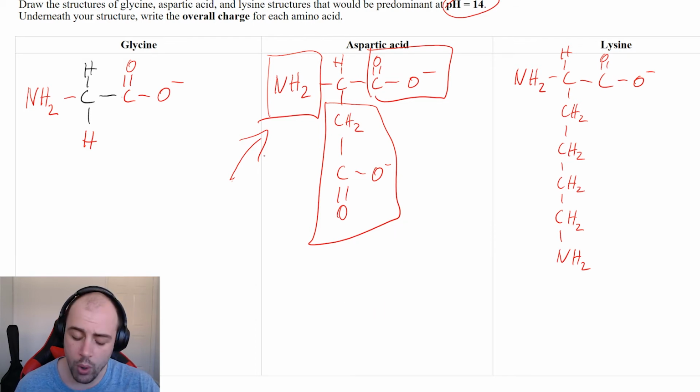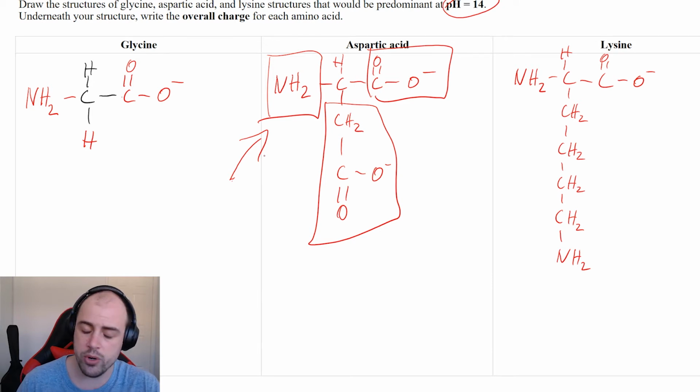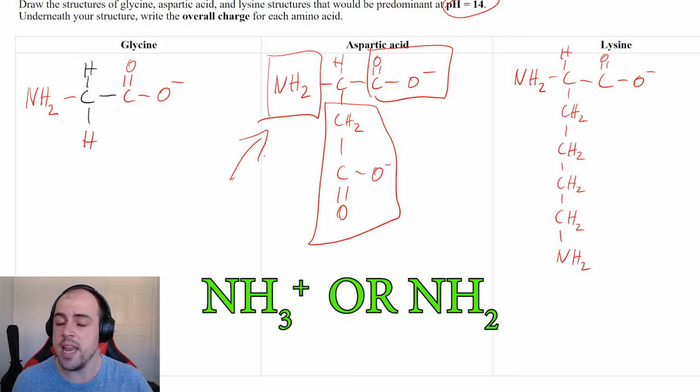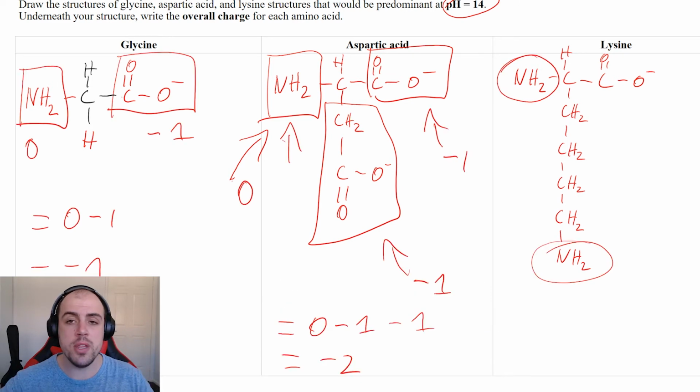Now, what is important to keep in mind here is that the quaternary ammonium group, the carboxylic acid, or the R group can only lose or gain one hydrogen. Which means when we are looking at, say, our quaternary ammonium group over here, it can either be NH3 plus or NH2. It's only going to be moving plus or minus one hydrogen. So please keep that in mind.